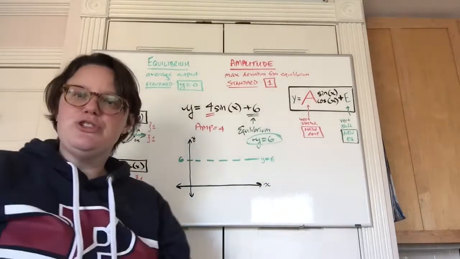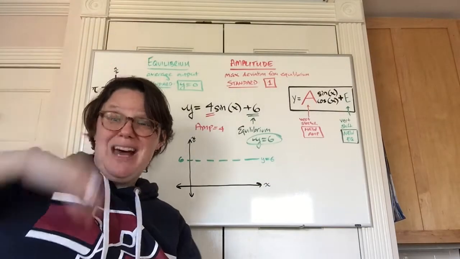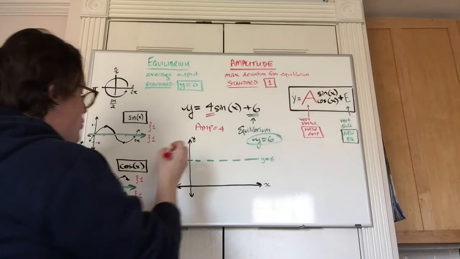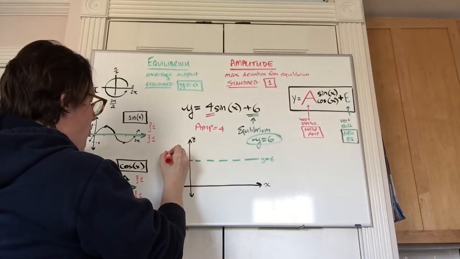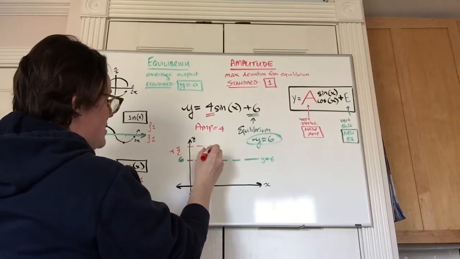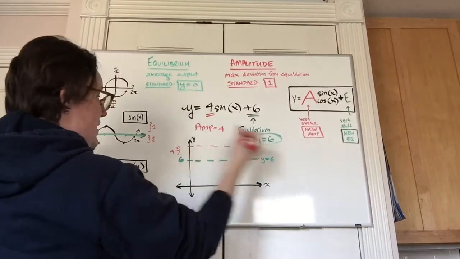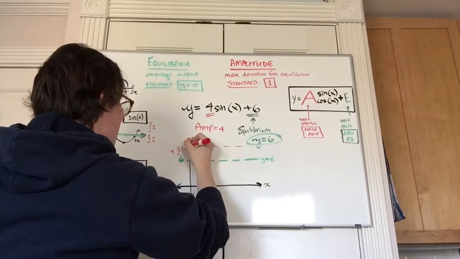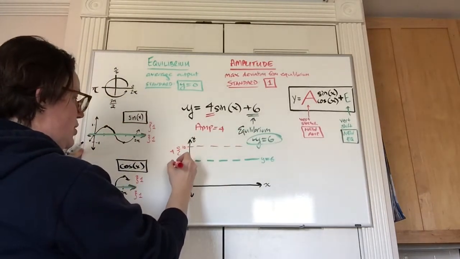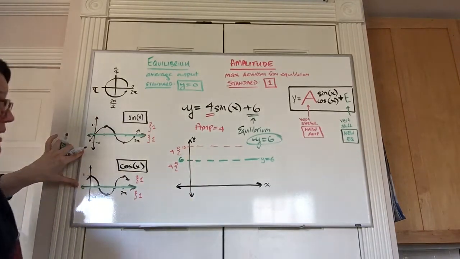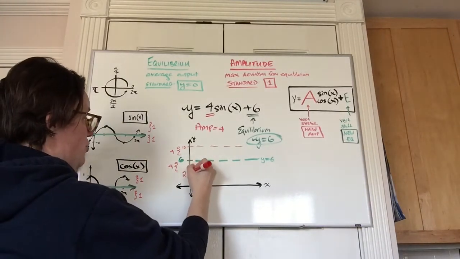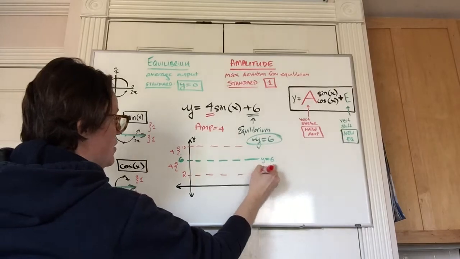If the amplitude is 4, that means I can go 4 above that and 4 below that. So I'm going to add 4 to say my maximum is 4 above 6. Now my maximum is at 10. And I'm also going to go 4 below that. 6 minus 4 is 2. Now my minimum is at 2.